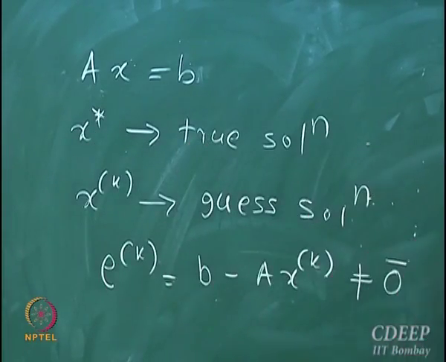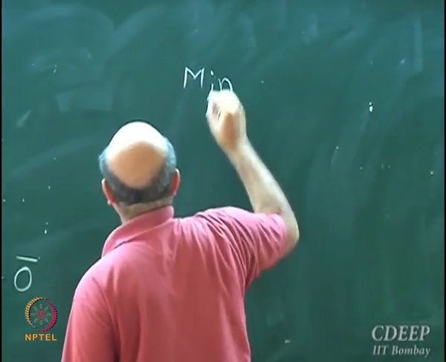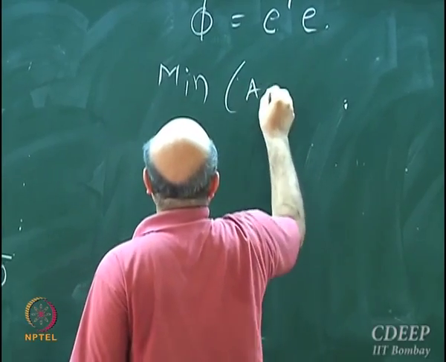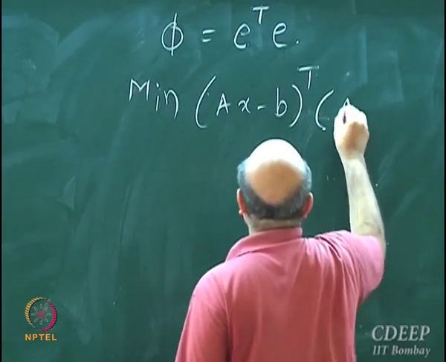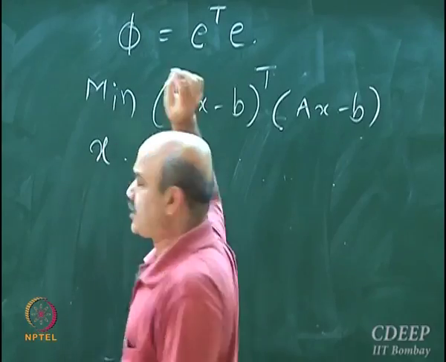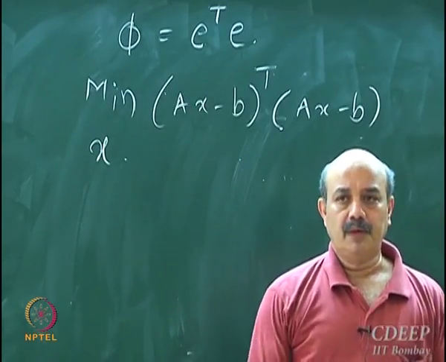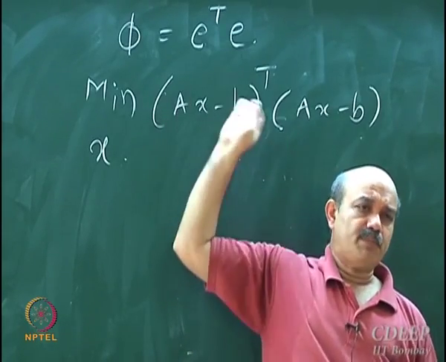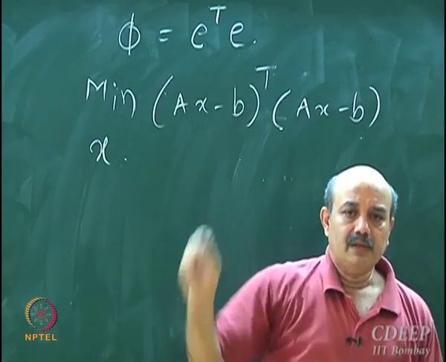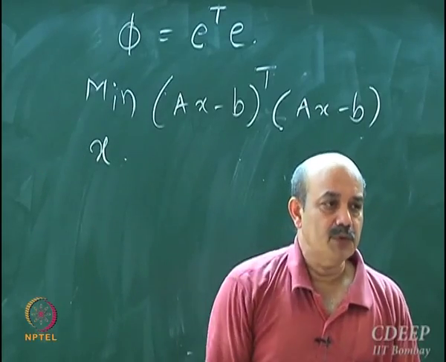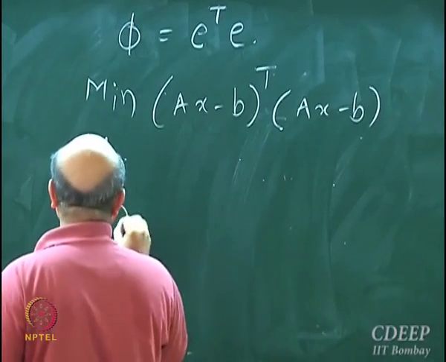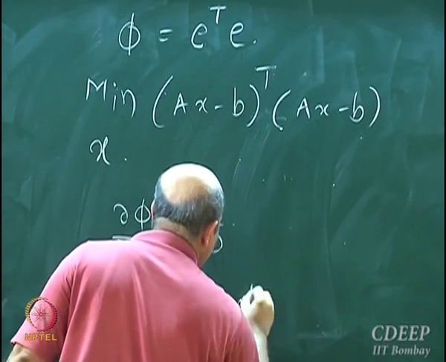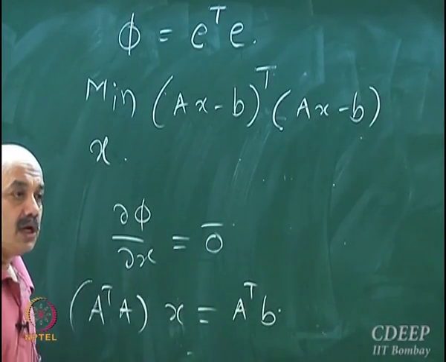The way I want to solve this problem is to minimize a scalar objective function phi, defined as e transpose e, that is (Ax minus b) transpose (Ax minus b), with respect to x. I don't want to solve this directly. Well, you will say that if you apply the necessary condition for optimality, dou phi by dou x equal to 0, then you will get A transpose A x is equal to A transpose b. I don't want to solve this. I don't want to go by this route. I want to go iteratively.